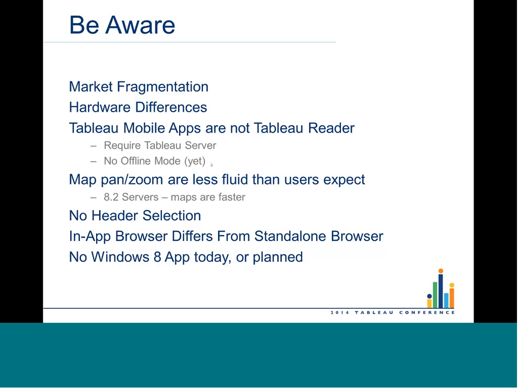The other thing is that the map pan and zoom may be less fluid than users expect. The reason for that is we are not using the built-in maps on the mobile device. We are fetching the tiles of the map through a web interface. And while in 8.2 we're launching our own maps, and those maps are much faster, we can't actually use the native maps on the device because they're simply not designed for visualization. They're designed for an intuitive view, typically for navigation by foot, by car, or by public transit.